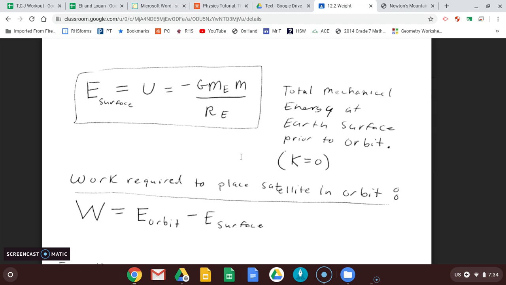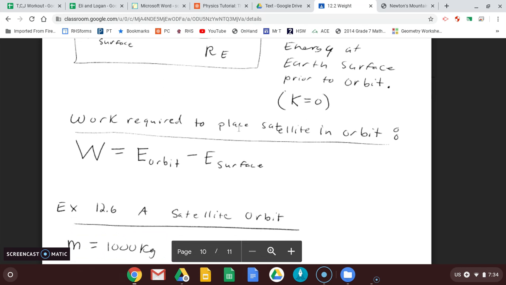So in that case, the work required to place a satellite in orbit is the total energy in orbit minus the energy at the surface. It comes from a manipulation of an old work formula that we had in a prior chapter. So a lot of this stuff has its little tweaks, but really comes from things learned in the past.